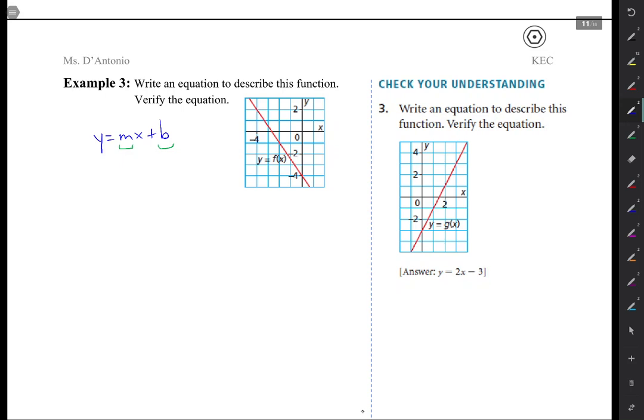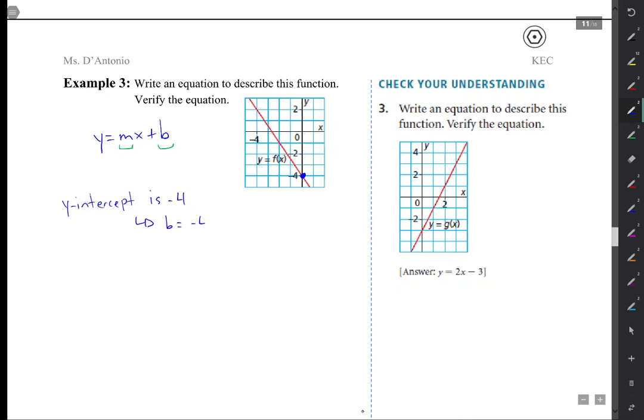So the y-intercept's really easy because we can just see it plotted on our graph right there. So the y-intercept is -4. So therefore, b is equal to -4. So we're already done with the b, but now we need to find the slope of this line.